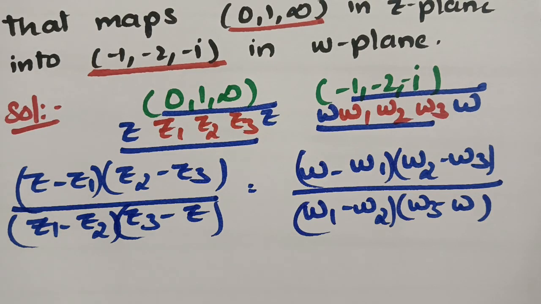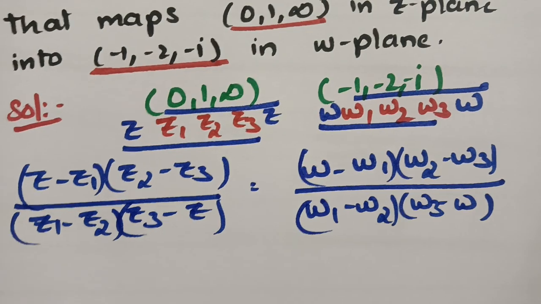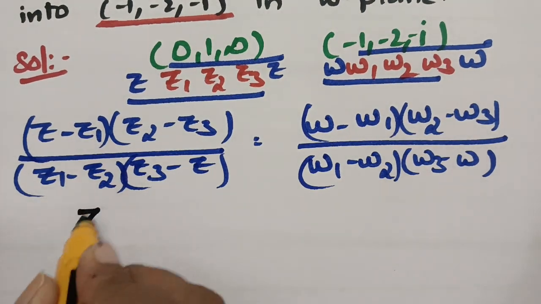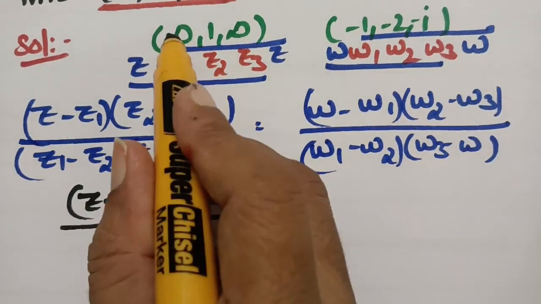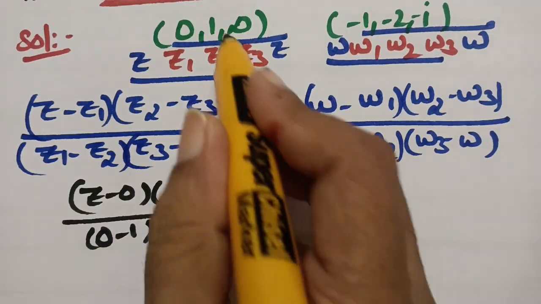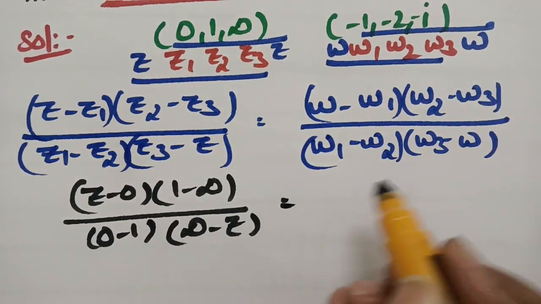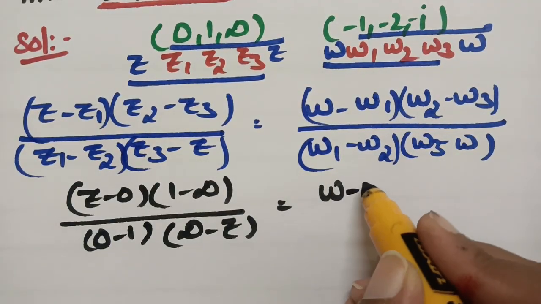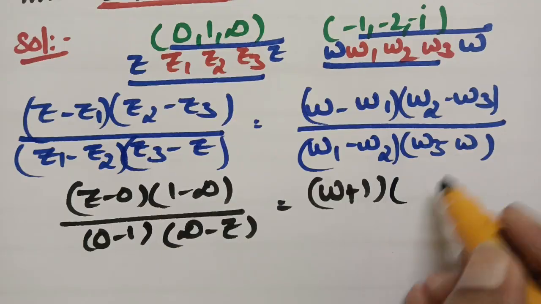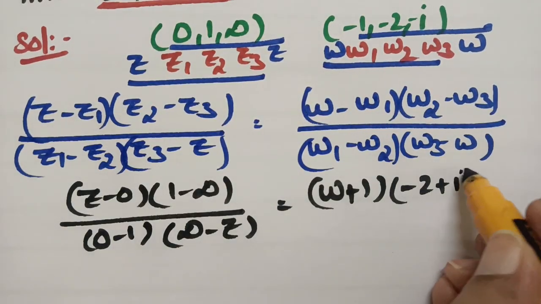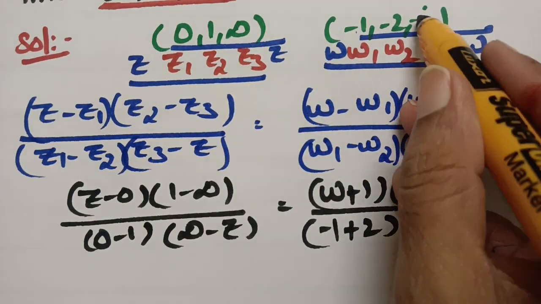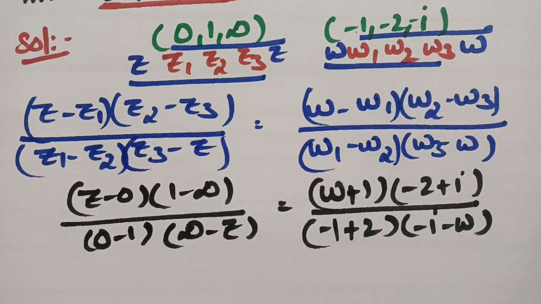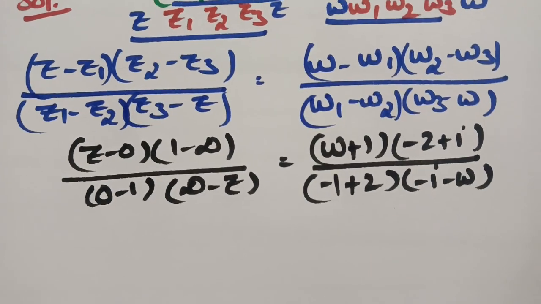Now I am going to substitute all the values Z1, Z2, Z3, and W1, W2, and W3. And see here, this is Z minus 0. Clear? This is 1 minus infinity. And next one, this is 0 minus 1, and this is infinity minus Z. And here this is W minus minus 1, and here this value is minus 2 minus i, and here this is minus 1 minus minus 2, and this is minus i minus W. Clear? This is how we have to substitute.